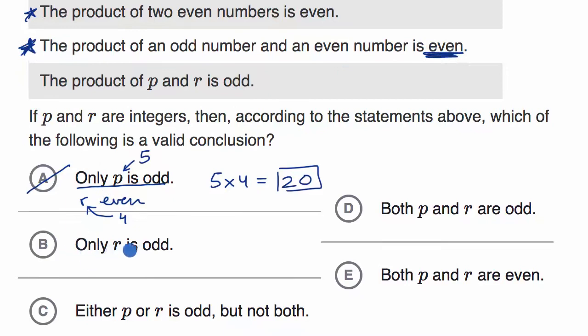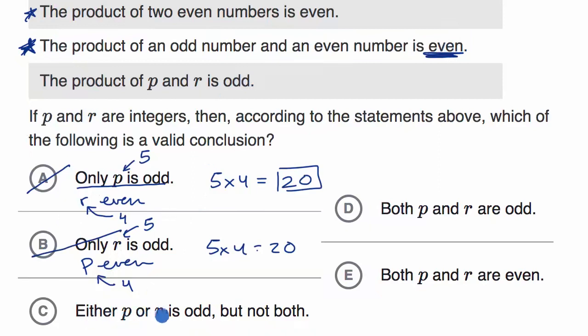Choice B, only r is odd. So it's the same idea. If r is odd, then p is even. But if we wanted to try out values, we could say, let's make r equal to 5 or 3 or 7 or 9, some odd number. And let's make p even, which would be 4. And once again, you'd get 5 times 4 is equal to 20. The product would be even, not odd. So this is not a valid conclusion. Once again, if you have an odd and an even, that's this second scenario up here where we know the product will be even, not odd.